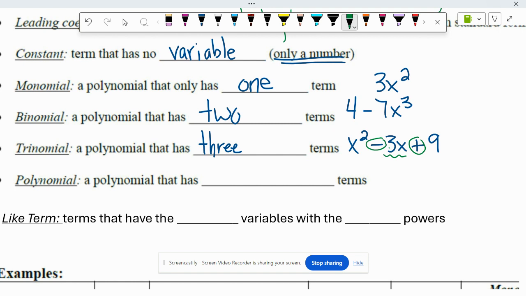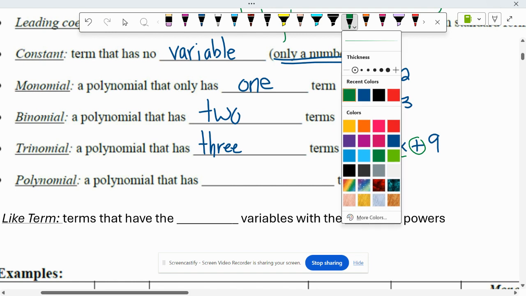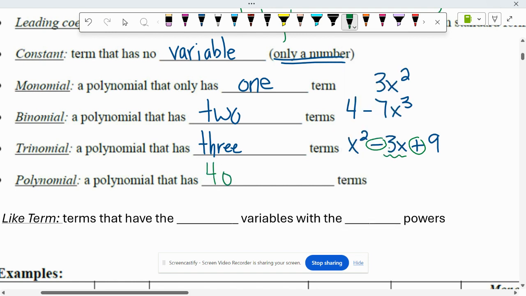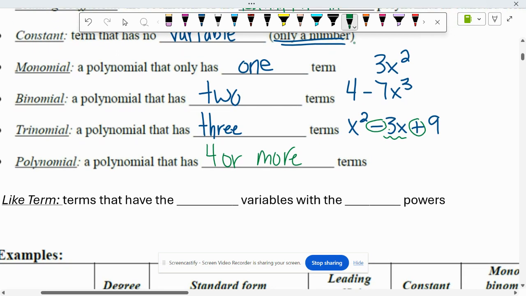Okay. And the last one, a polynomial. Well, any polynomial that has 4 or more terms. So 4 or more, we just call it a polynomial. We don't have specific names for something with 4 terms, 5 terms, 6 terms like we do for 1, 2, and 3. And then I added a definition here because I think it's important to make sure we write it down. And Violet defined it perfectly for us. Like terms have the same variables with the same power.